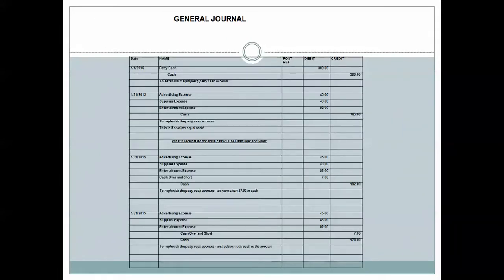So at the end of a period of using petty cash, we need to record that petty cash into our general journal. So I want to go ahead and take a look at what the journal entries with petty cash are. Well, when we first established the petty cash account, we are going to debit petty cash and credit cash to show that $300 had been put into an imprest petty cash account.